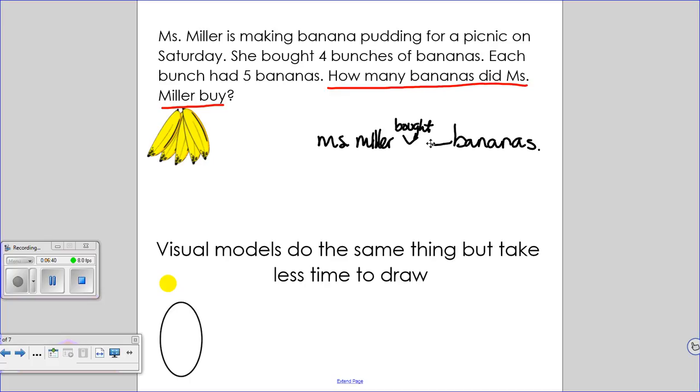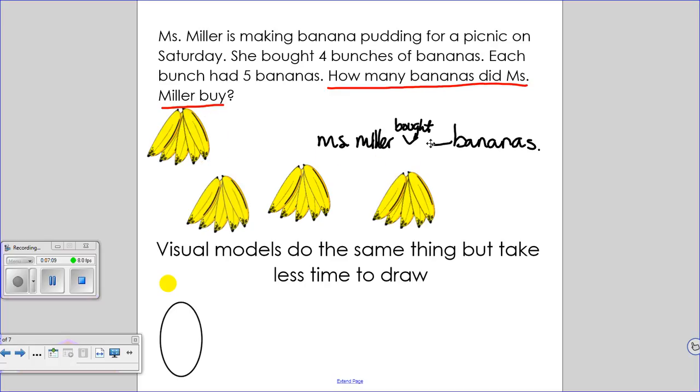Okay, so I've read the problem. I know Miss Miller is buying bananas in bunches. And I know that she needs to know how many. Okay? So Miss Miller bought 4 bunches of bananas. 1, 2, 3, 4. Draw 4 bunches of bananas. Remember that you need 5 bananas in each bunch.